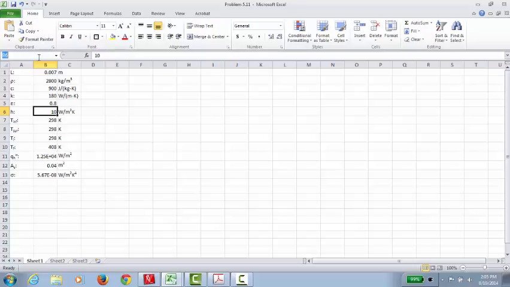epsilon, H, T infinity, T surroundings, which is the same as T infinity, it's really not necessary. Initial temperature, final temperature, we'll say QH, KS, and sigma. One of the things that's important that is seen here is the initial temperature.